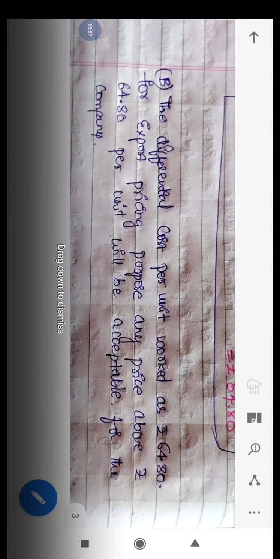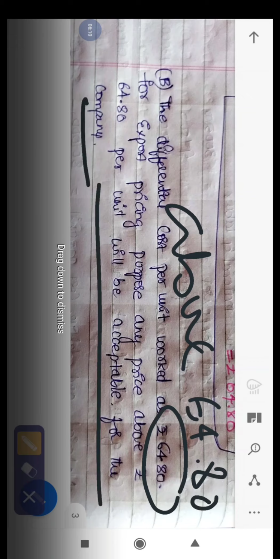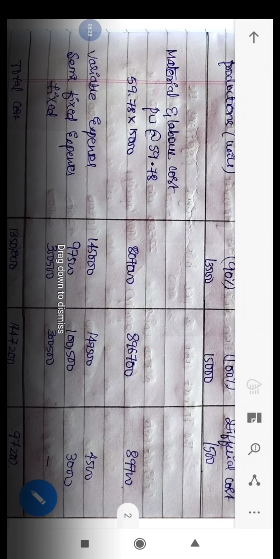So if we want to quote a price for export, whatever price is above 64.80 will be acceptable for the company. Whatever price you are charging in the domestic market, if you want the same goods to be exported, you must charge it above that differential cost of 64.80. So that's it about this problem. If you have any doubt, you can ask me in your group. Thank you.